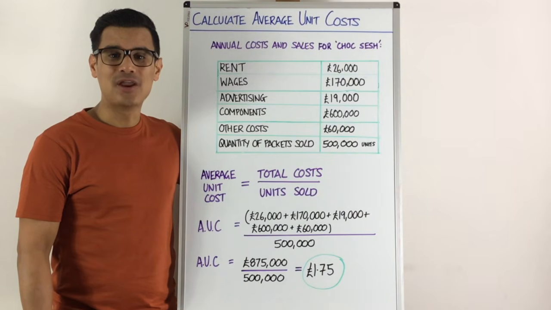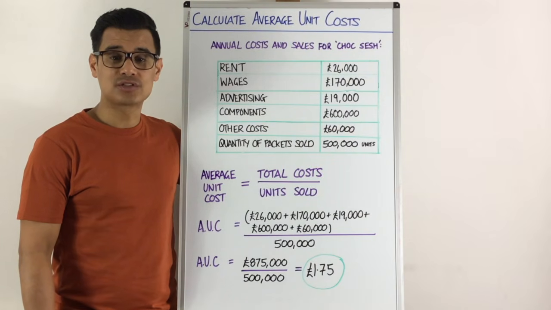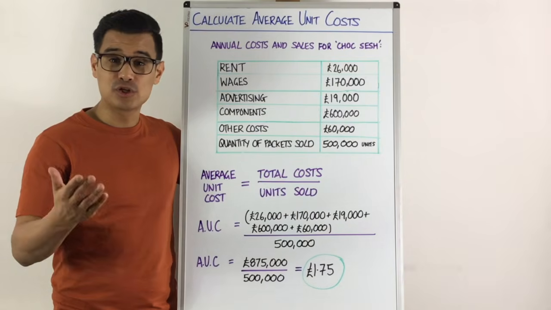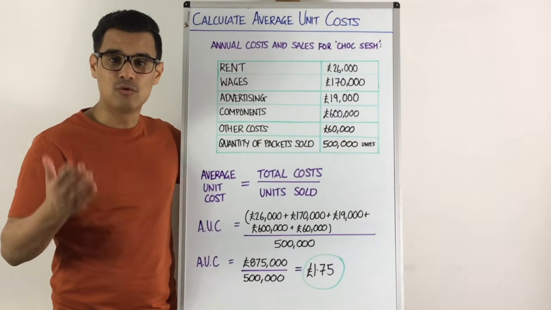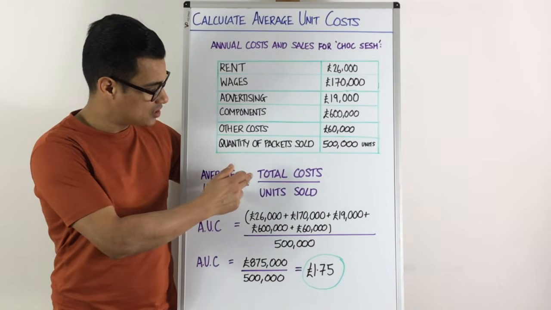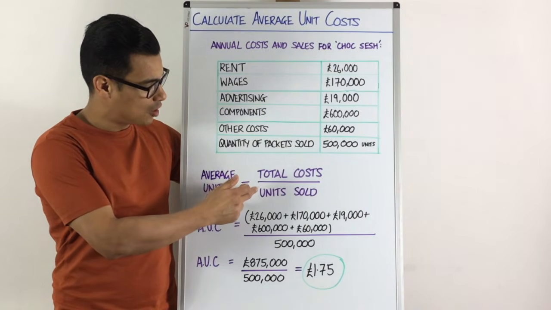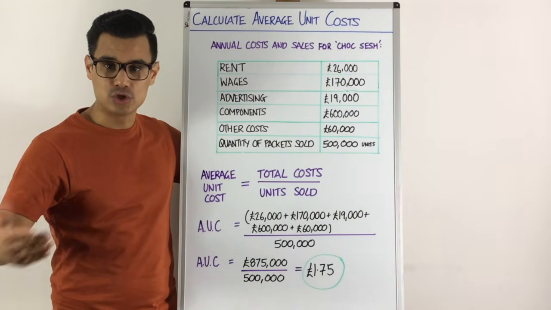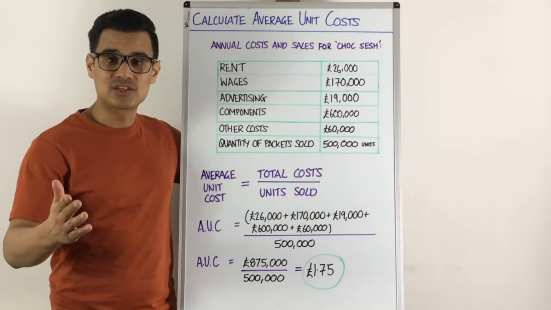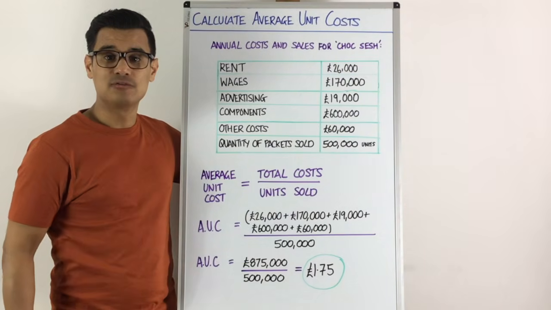Let's have a sesh on average unit costs. Average unit costs can be shortened to average costs. It's the same thing. And the formula for average unit costs is total costs divided by units sold, how many units you sold. Let's go through an example of how to apply this formula.